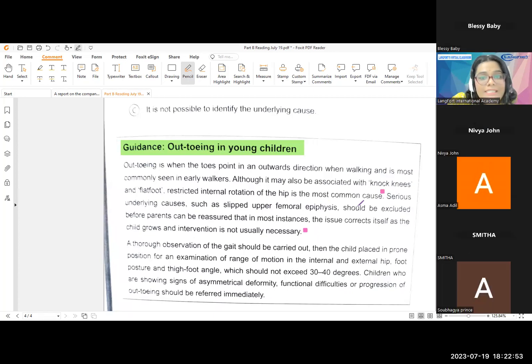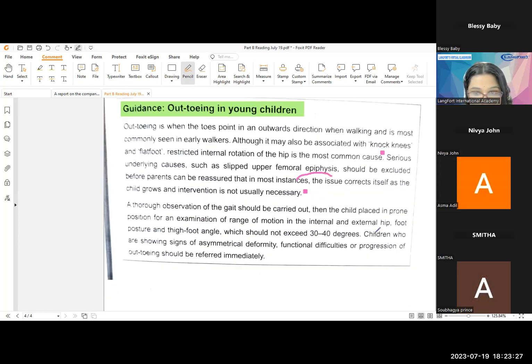So you need to eliminate serious causes such as slipped upper femoral epiphysis before you reassure the parents, in most cases, by saying that the issue will correct itself as the child grows and treatment is usually not necessary. Before you do that, you need to make sure it is not a serious cause such as slipped upper femoral epiphysis. Okay, all right. Now, Jyoti, can you read till here for me, please?